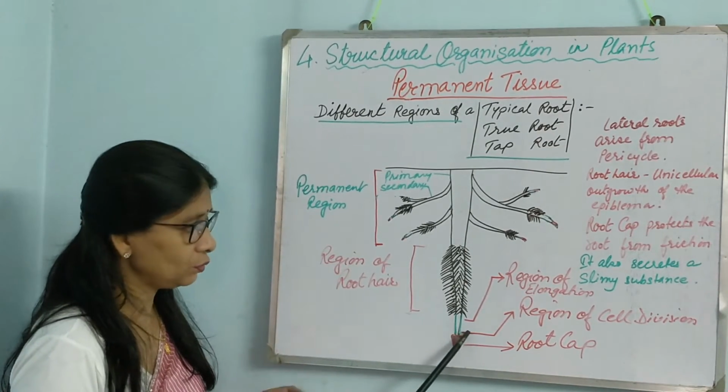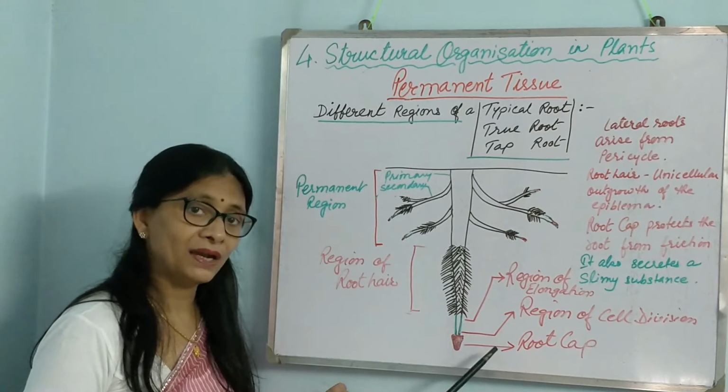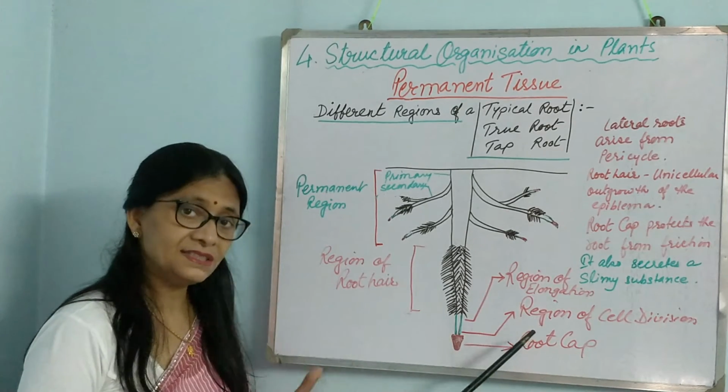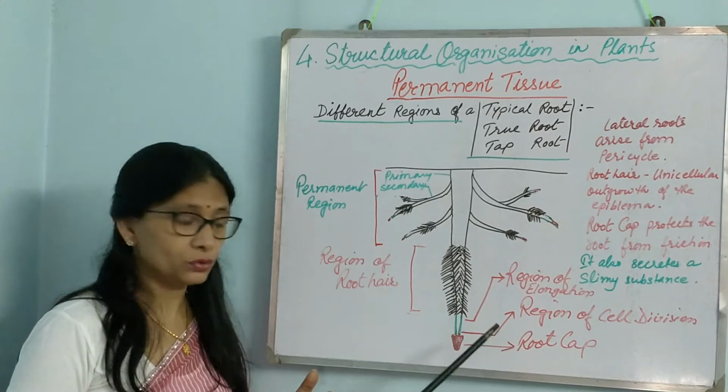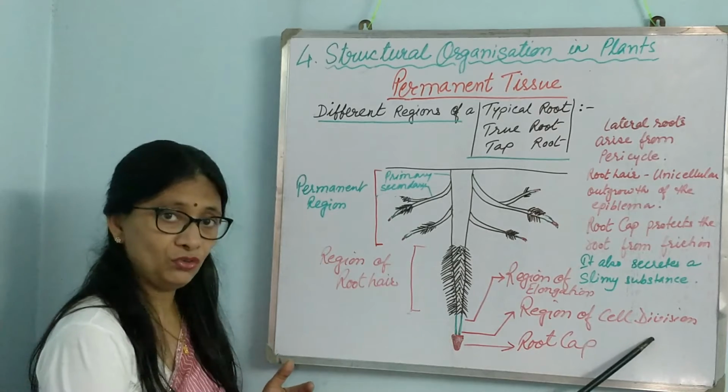Then just above the root cap there is a region of meristematic tissue which does cell division, and due to this there is an increase in length of the root. So this is known as region of cell division.